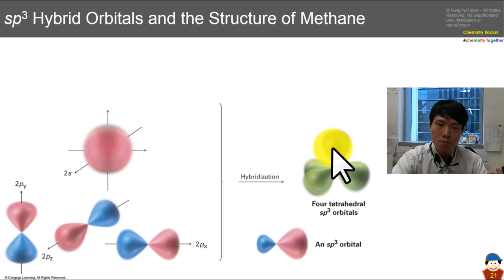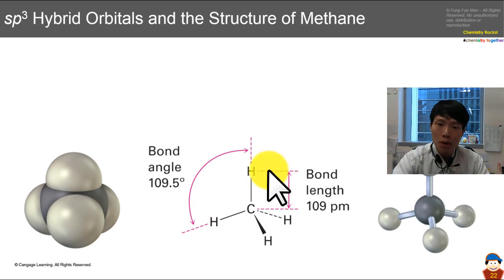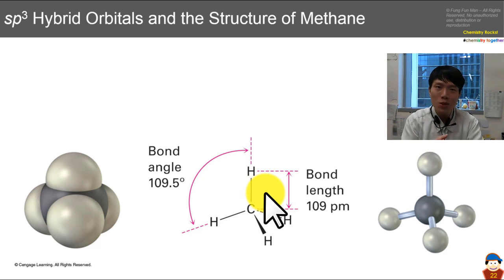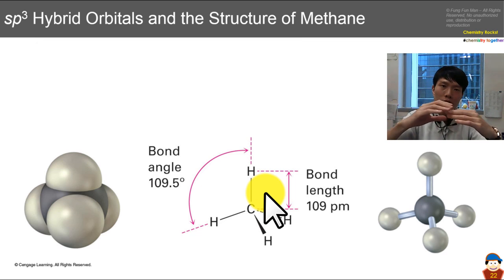When you hybridize the orbitals, the orbital distance will be the same from each other, and the bond angle here will be 109.5 degrees, and the bond length will be exactly identical. Just think about it. If there's no hybridized orbital, the s-s overlap will be shorter than a p-s overlap. The p orbital is larger, overlapping with the s orbital, the bond should be a bit longer. But we know that all the C-H bonds are the same strength in methane, so that means they must have the same orbital overlap. And the only way that can explain this is hybridized orbitals.